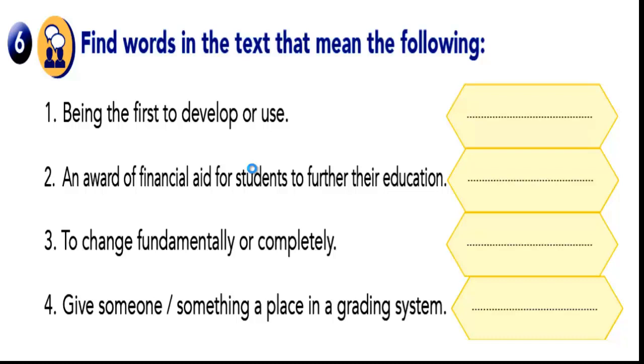Now, question number 6 here, page 81. Find words in the text that mean the following. So this question relates to the vocabulary words in our lesson. Number 1, being the first to develop or use. Number 2, unaware of financial aid for students to further their education. Number 3, to change fundamentally or completely. Number 4, give someone or something a place in a grading system.